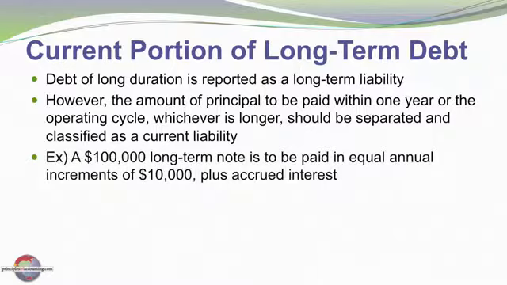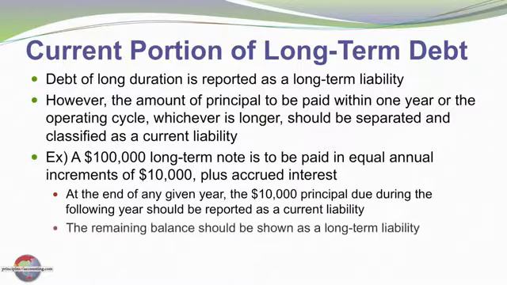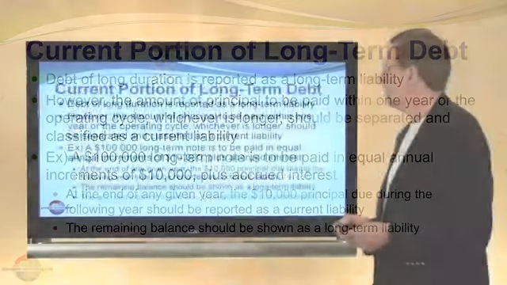Here's an example. We have a $100,000 note that's to be paid in equal annual installments of $10,000 each, plus accrued interest. At the end of any given year, $10,000 of the principal should be shown as a current liability, and the remaining balance would be shown in the non-current liability section.